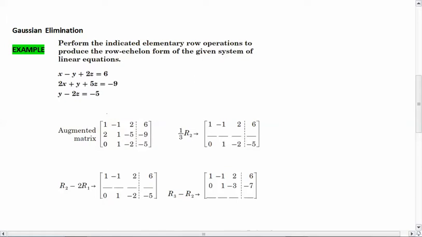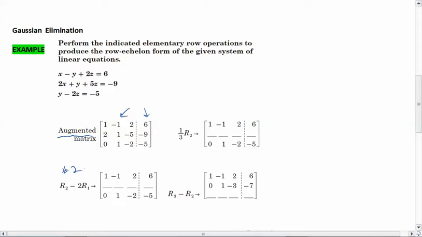All our coefficients in order, xyz, xyz, xyz, go on this left side of the dotted line. To the right side of the dotted line, we have whatever number it was equal to. So we have 6, negative 9, and negative 5 on that right side. So that's step one. Just write it all in an augmented matrix. That's what that is called, augmented matrix, if I ask you to give me that.